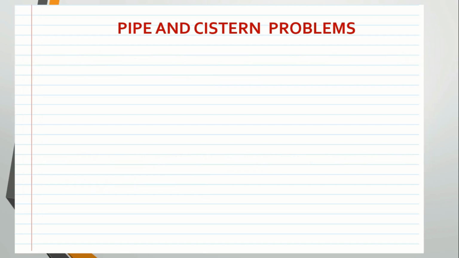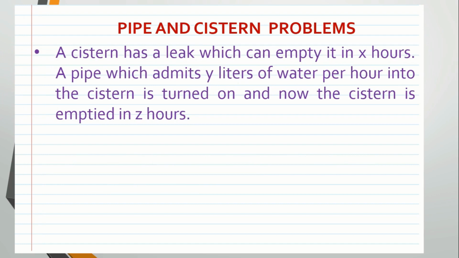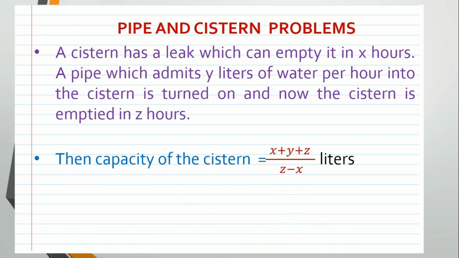Now we have a cistern that has a leak which can empty it in x hours. A pipe which admits y liters of water per hour into the cistern is turned on, and now the cistern is emptied in z hours. In that case, the capacity of the cistern is xyz upon z minus x liters, right? We have another thing here.